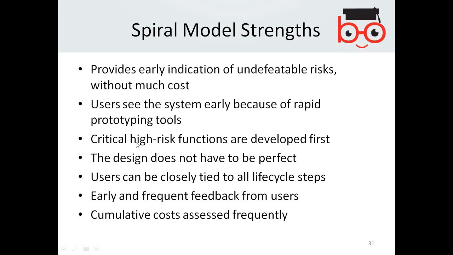In addition to the definitions of this spiral model, every time you check the risk, which part of the project is more risky and needs to be developed first. So at every iteration you check the risk. The design does not have to be perfect. Users can be closely tied to all life cycle steps. Early and frequent feedback from users can be given. Cumulative cost is assessed frequently. So in this way you can assess the cost of the total project very frequently.